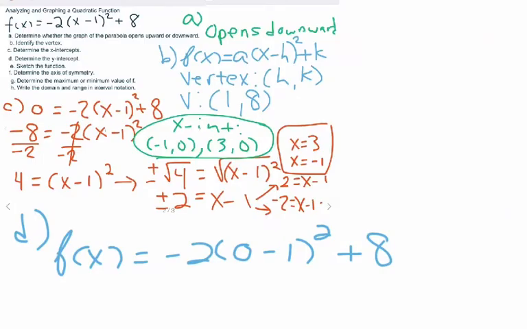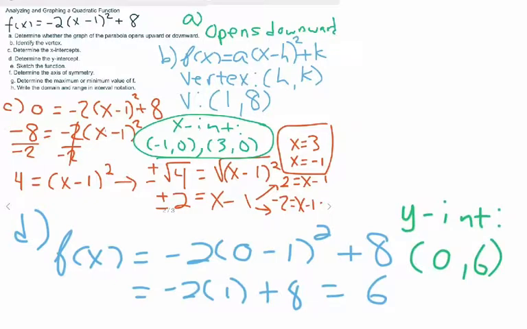To find the y-intercept, we let x equal 0 and solve for y. So we have f of x equals negative 2 times 0 minus 1 squared plus 8. That becomes negative 2 times 1 plus 8, which equals 6. The y-intercept is 0, 6.